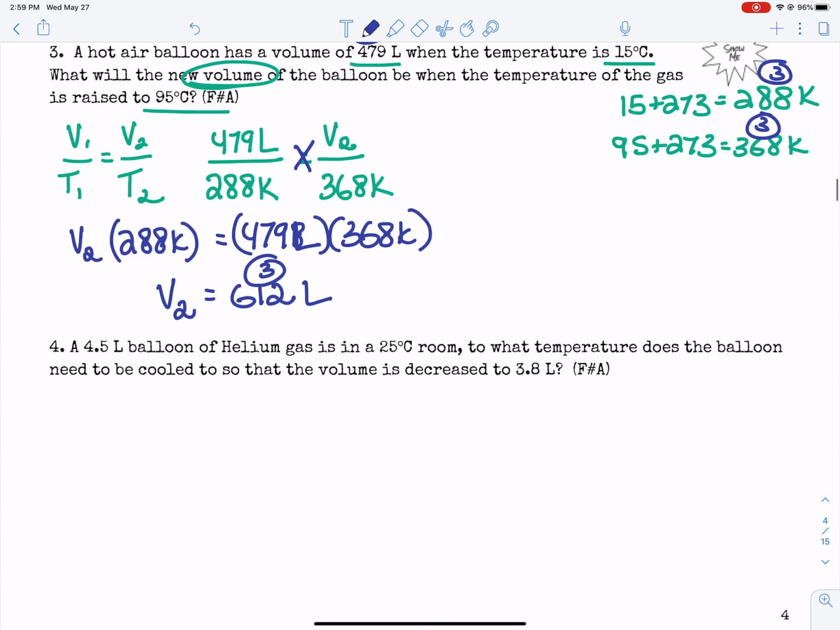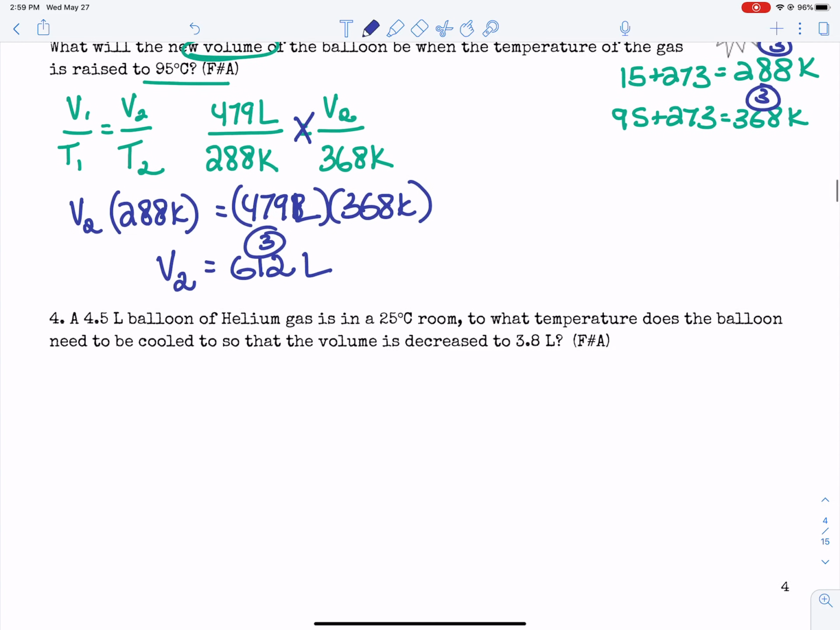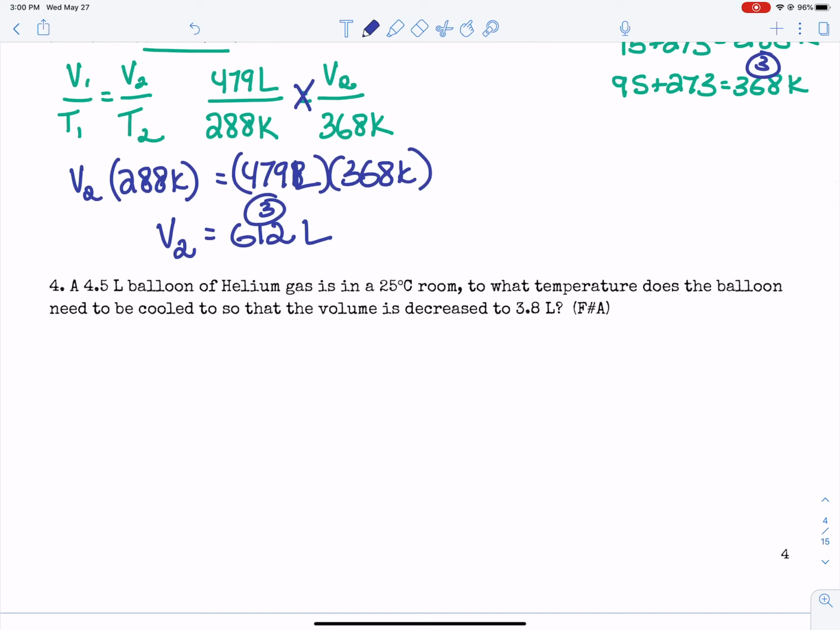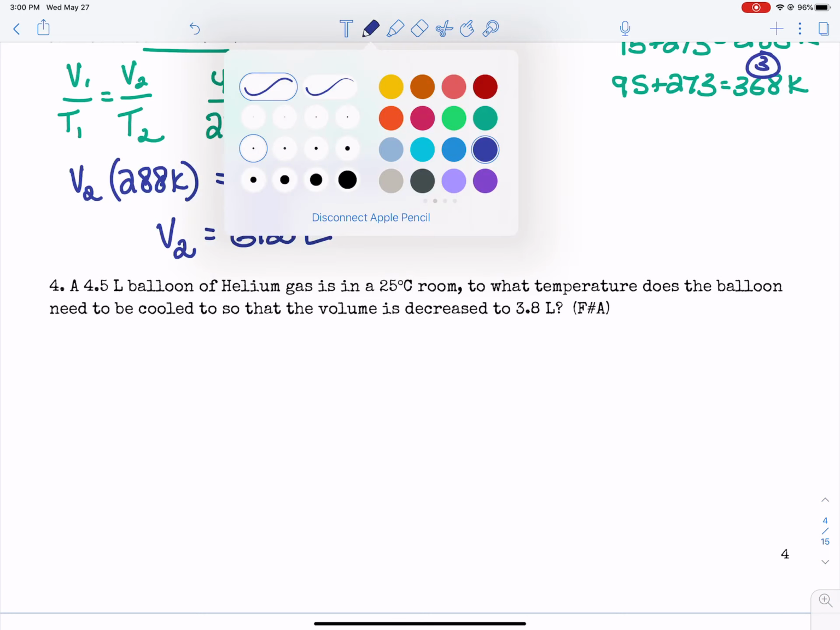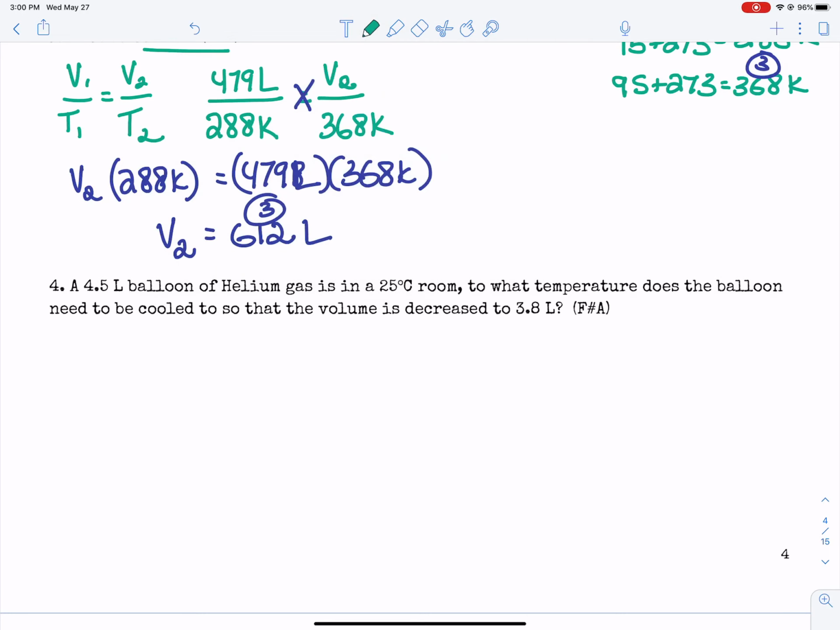Again, number 4 is very similar. So if you want, you can pause the video right here at number 4 and try to do this one on your own. Okay, a 4.5 liter balloon of helium gas in a 25 degrees Celsius room. To what temperature does the balloon need to be cooled so that the volume is decreased to 3.8 liters? So the question's asking about temperature.